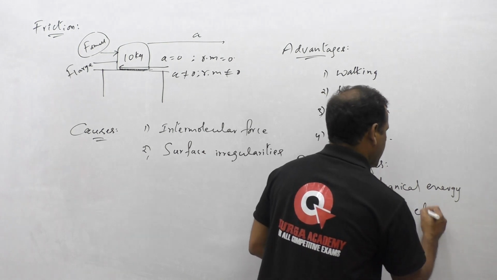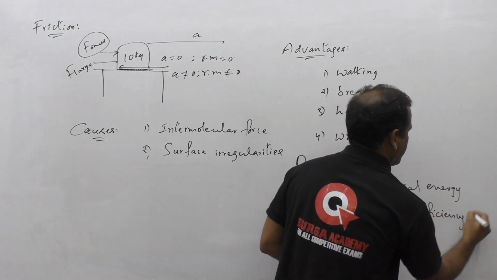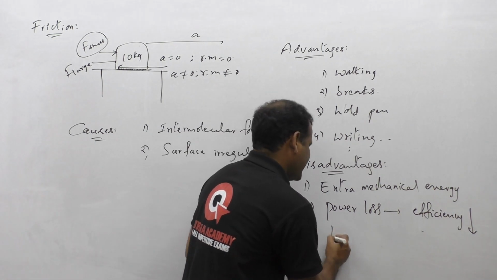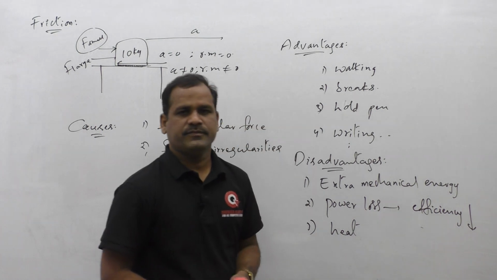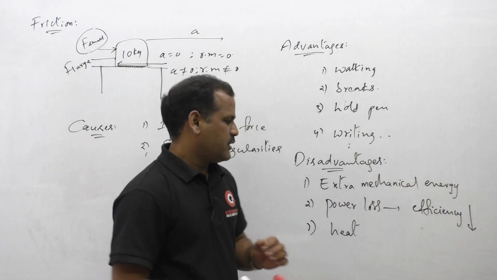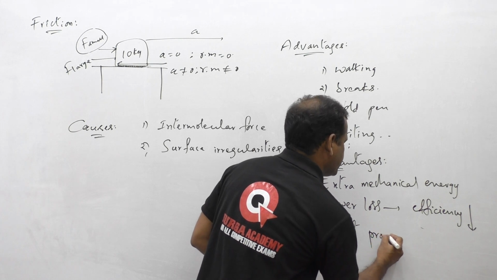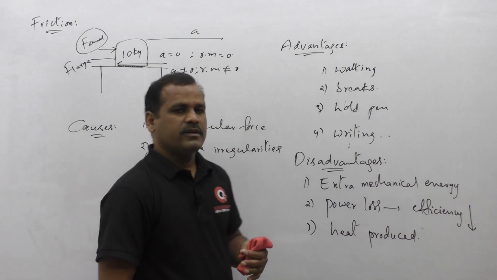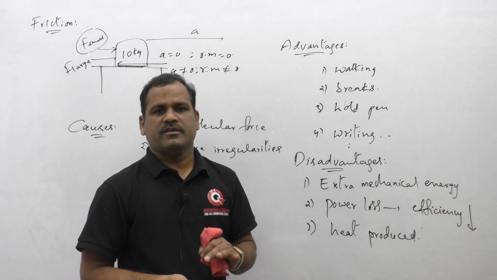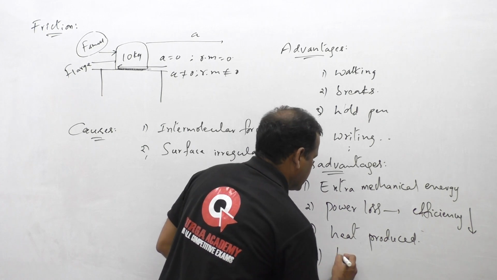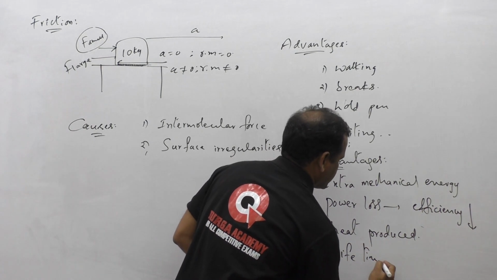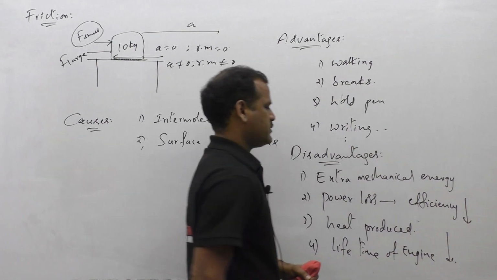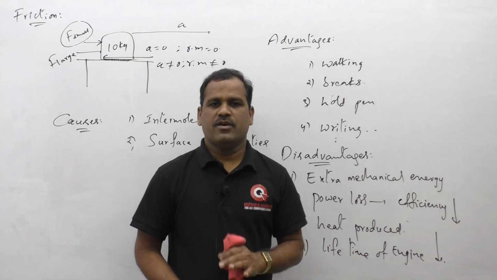If you observe, efficiency will decrease because of this friction. I'll write here: efficiency is decreasing because of friction due to power loss. And unnecessary heat will be produced because of friction in the machinery. Sometimes that may damage the machinery. So the heat produced is also a disadvantage. And we can consider that the lifetime of the machinery also decreases because of this friction. Lifetime decreases here. These are some disadvantages we can consider because of friction.